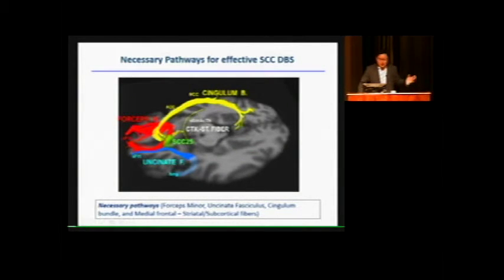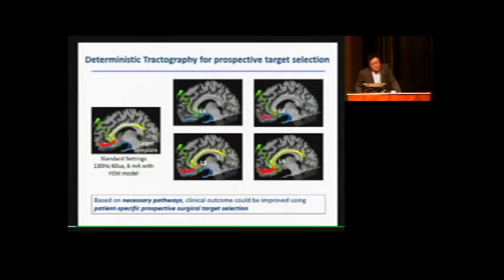With all that connectivity pattern, we built a model of the necessary pathway for effective SCC DBS. As you see here, red is the forceps minor bundle that passes through the area 25 region, and blue is the uncinate fasciculus that also passes through area 25, and the cingulum bundle is yellow, and from frontal to the subcortical to the ventral striatum. So the necessary pathway, to repeat, is forceps minor, uncinate fasciculus, cingulum, and the medial frontal to the subcortical fiber.